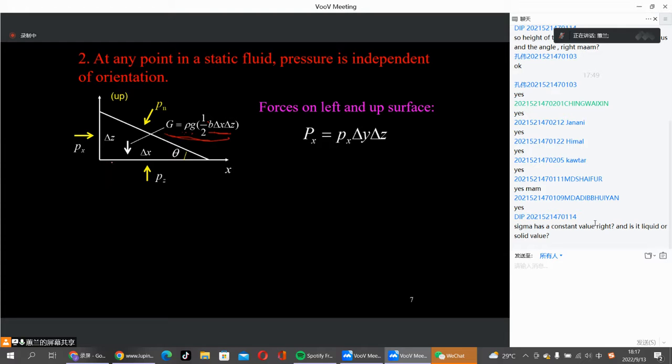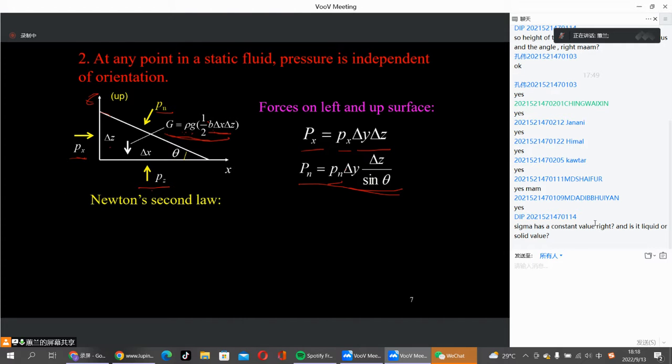And now, except for this body force, this gravitational force, we also have the pressure force. Just now we know the pressure force is always perpendicular to the interface, right? And px, pz, because this is the x, this is the z coordinate, this is p normal, perpendicular to the slope. And so the forces on the left and upper surface will be pressure times area, delta y, where delta y is actually b, okay. And so the normal pressure force on this one will be the pressure times area. The length will be equal to delta z divided by sine theta.